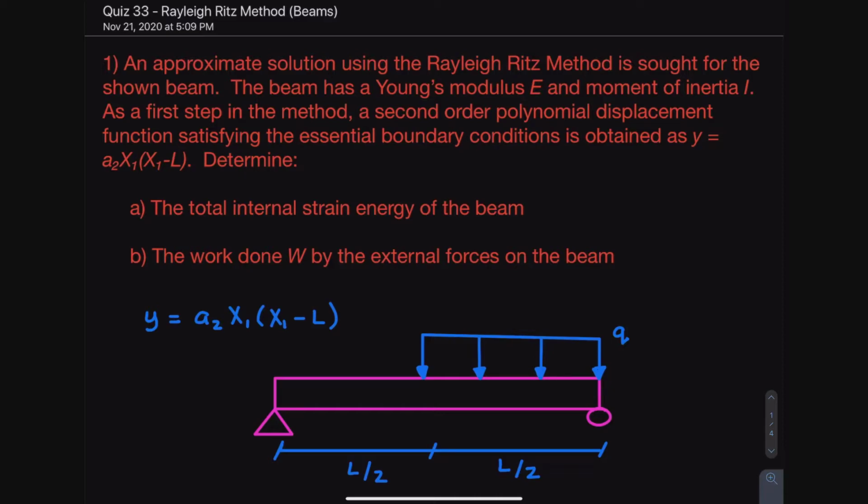So we have a nicely shown beam down below, and it says the beam has a Young's modulus E and moment of inertia I. As the first step in the method, a second-order polynomial displacement function satisfying the essential boundary conditions is obtained as y is equal to a2 x1 multiplied by x1 minus L. And it wants us to determine 2 different things. In part A, it says the total internal strain energy of the beam, and in part B, it says the work done W by the external forces on the beam.